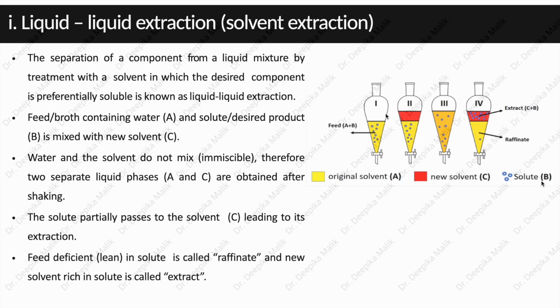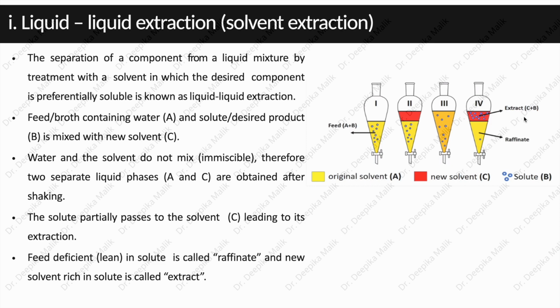In the next step, it is mixed with a new solvent denoted by C, which is red in color. Since water and the solvent do not mix with each other, two separate phases A and C are obtained after shaking. The solute partially passes to the solvent C, leading to its extraction. Feed which gets deficient in solute is termed as raffinate and the new solvent rich in solute is termed as the extract.